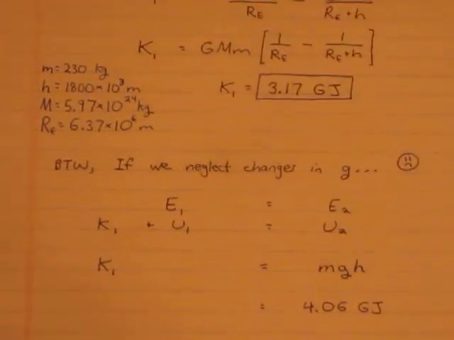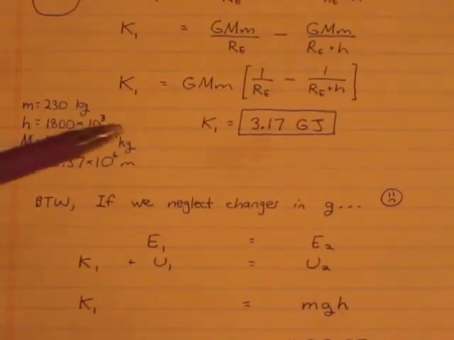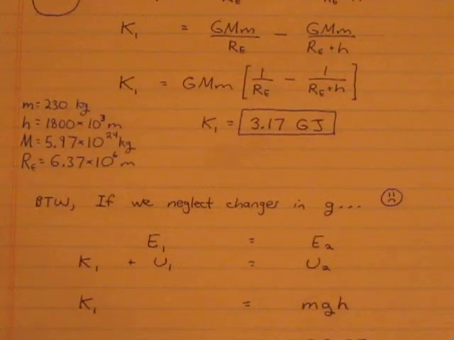Now, that's not the right answer. The right answer is 3.17 gigajoules. It doesn't take as much as prior to this chapter we would have thought it would take, because gravity diminishes as you get farther away from the Earth's surface.